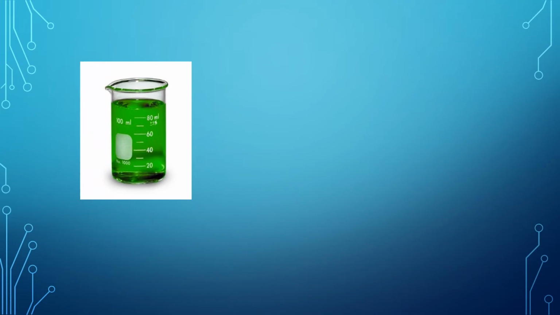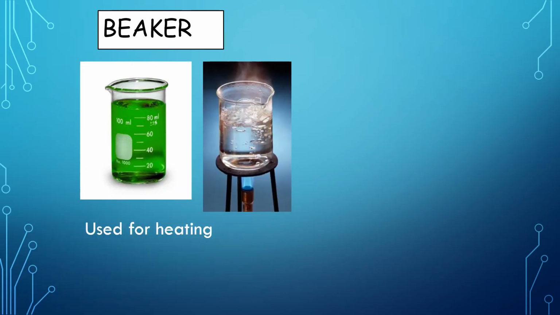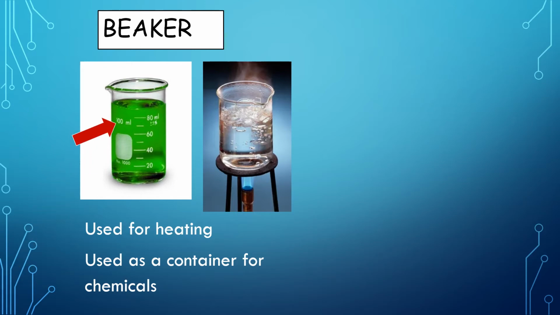So next, what is this? It is also a beaker, correct. What is the function of beaker? It is used for heating. We are going to see a setup wherein we apply heating. So when you are going to heat chemicals or water, then you can use beaker. What else? It is also used as a container for chemicals like this. Let us see. So there, it is used as a container.